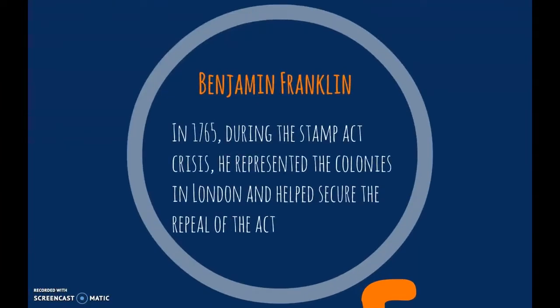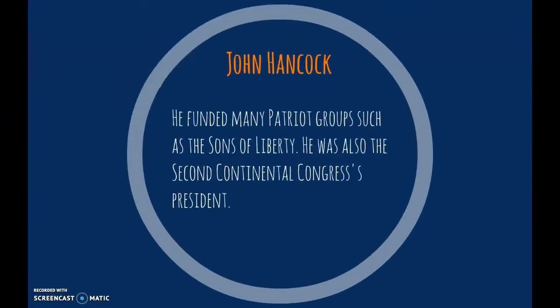In 1765, during the Stamp Act crisis, Benjamin Franklin represented the colonies in London and helped secure the repeal of the act. John Hancock funded many patriot groups such as the Sons of Liberty, and John Hancock was also the Second Continental Congress's president.